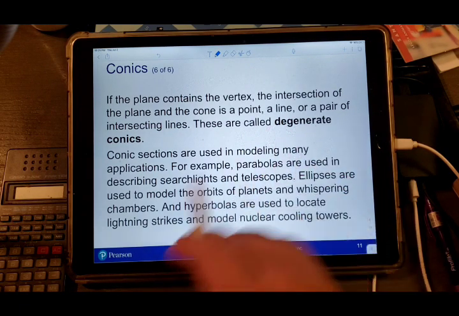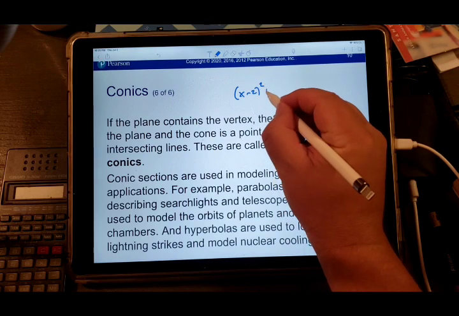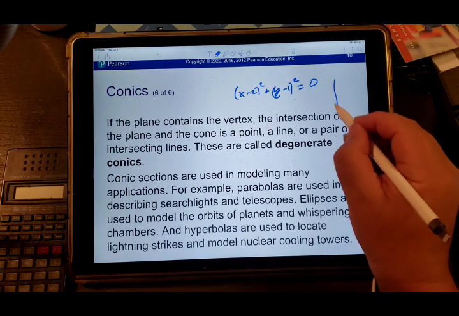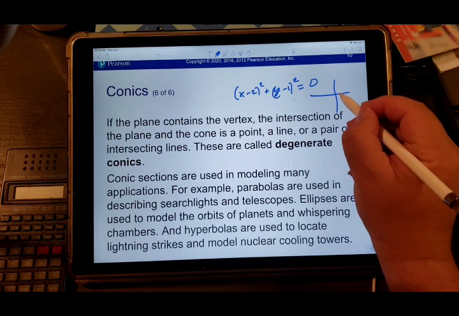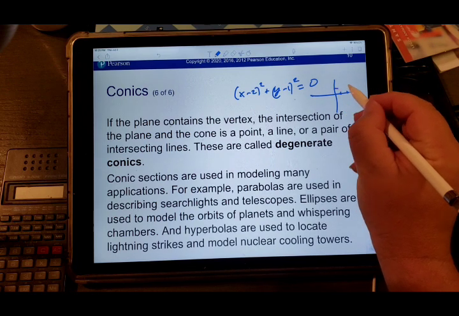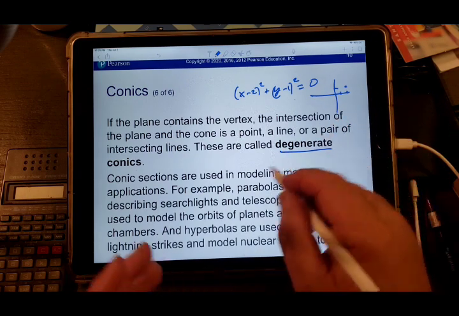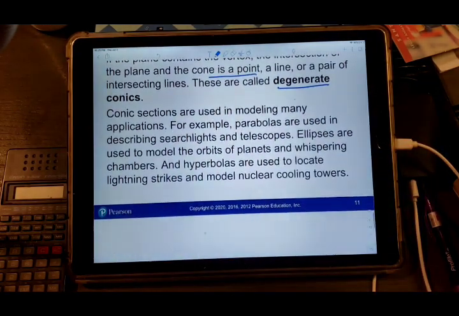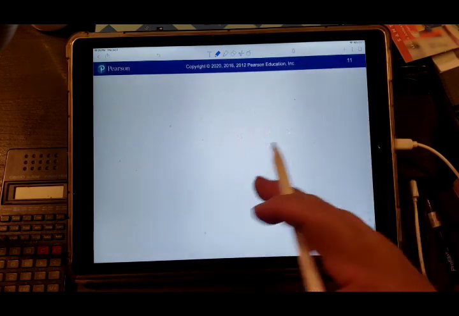Now they talk about degenerate conics, where that would be like if I gave you a circle, (x - 2)^2 + (y - 1)^2 = 0. Well, is that a circle? Or would we say that's just a dot because of a radius of 0? So degenerate, a point. We don't really do too much about that. I'm not even sure why the author brought it up at this moment, but that's it. There are no examples.